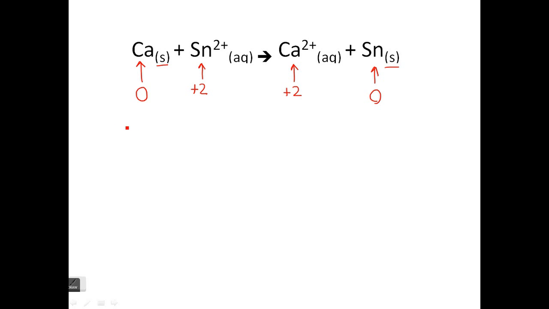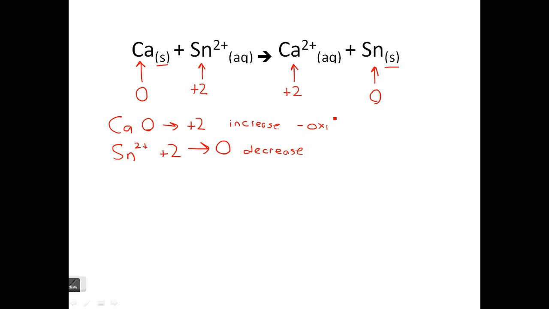Okay, so let's look at the changes. So we have calcium going from 0 to +2, and we have the Sn2+ going from +2 to 0. So this is an increase in oxidation number, and this is a decrease. Okay, so an increase in oxidation number is oxidation, and a decrease in oxidation number is reduction. So the calcium has been oxidized, the Sn2+ has been reduced.